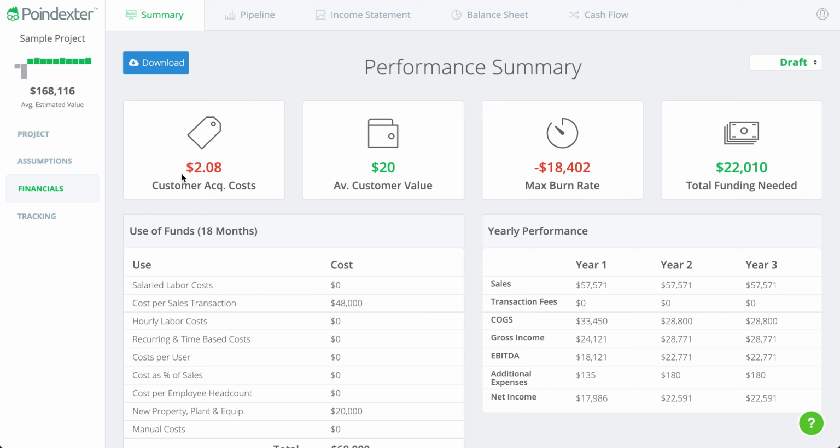The performance summary page provides a high-level overview of the financial impact that our planned business activities and forecasts from the assumption section have on the business. So this is the culmination, or the result, of all of those activities in a single page.